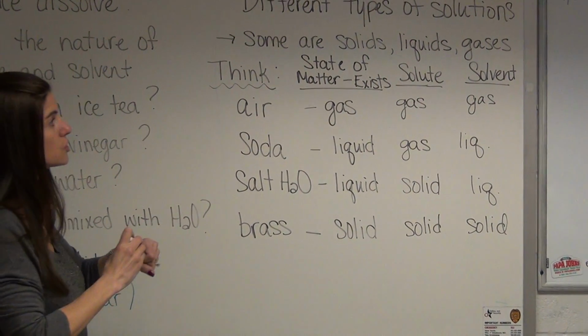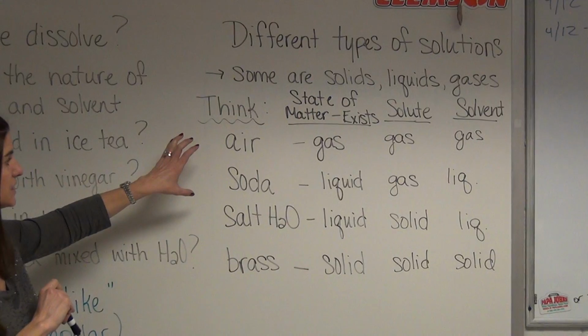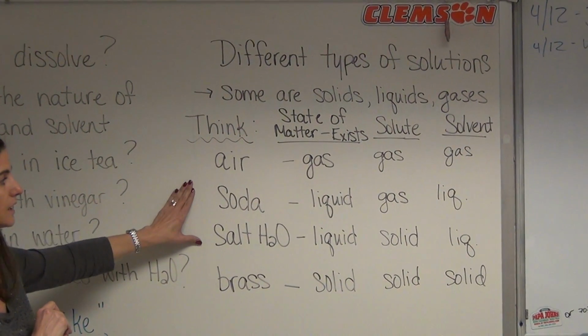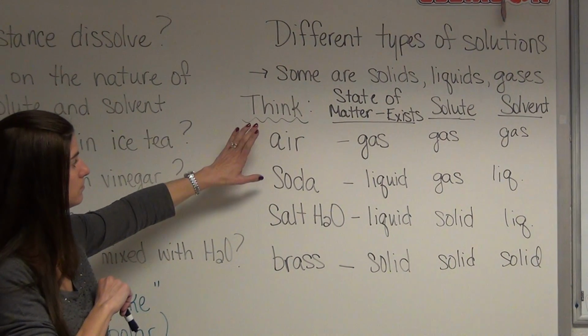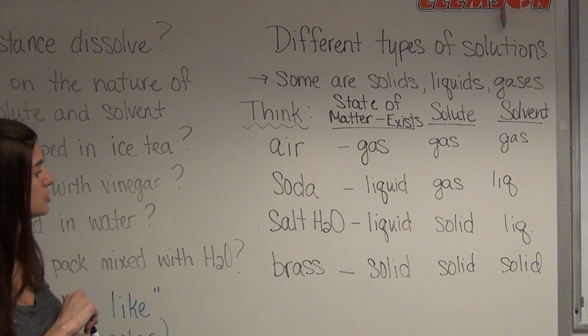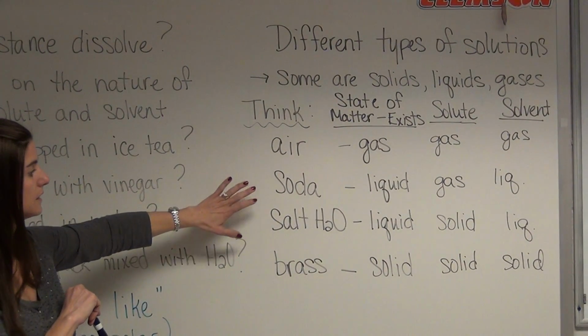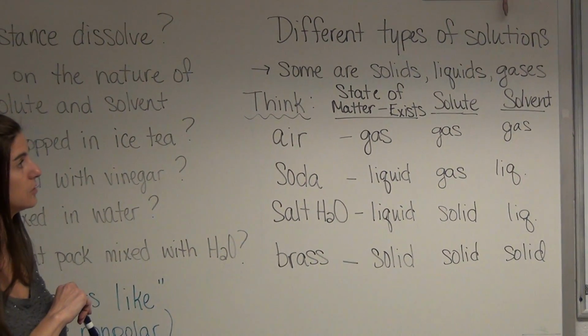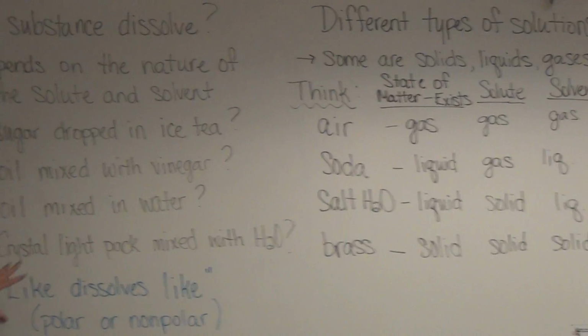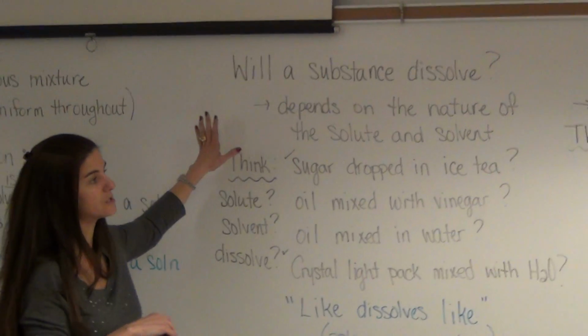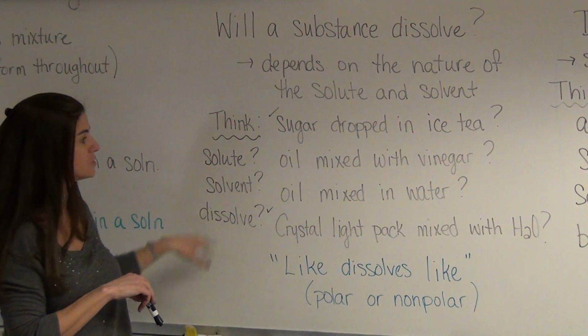So solutions are all around us. I don't want you to think of it just as liquids. Glass, like our window, is another example of a solution. So we have gases, liquids, and solids all being solutions. Next, we're going to talk about how we measure the concentrations of these different solutions.